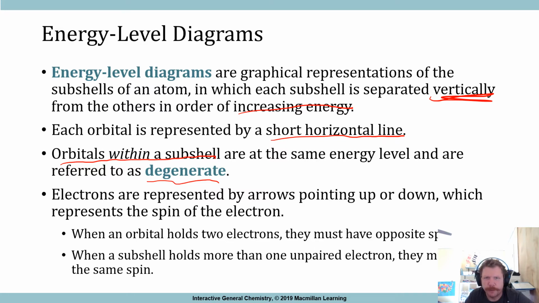Electrons are represented by arrows pointing up or down, which represents the spin of an electron. A key point here is that when an orbital holds two electrons, they must have opposite spins. So what that looks like is this is acceptable. This right here would be a frowny face, because they both have the exact same spin. So you're never going to see that. When a subshell holds more than one unpaired electron, they must have the same spin.